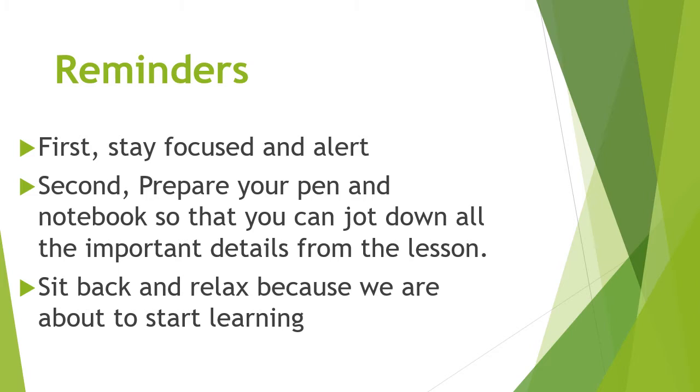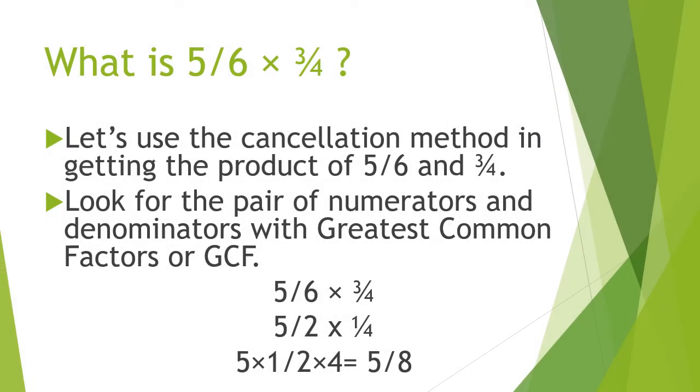Before we proceed to our lesson today, let's go back to the prerequisite lesson that we need in this topic. What is 5/6 times 3/4? Let's use the cancellation method in getting the product of 5/6 and 3/4. Look for the pair of numerator and denominator with the greatest common factor or GCF. We have 6 and 3 with a GCF of 3.